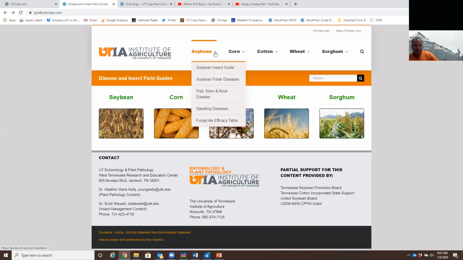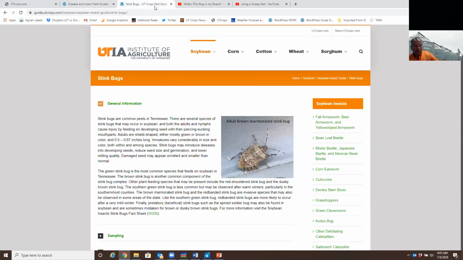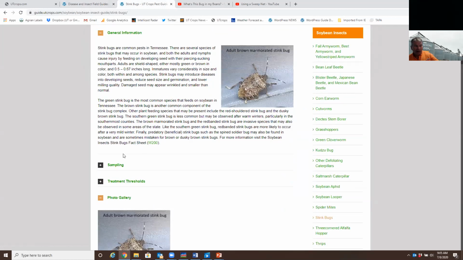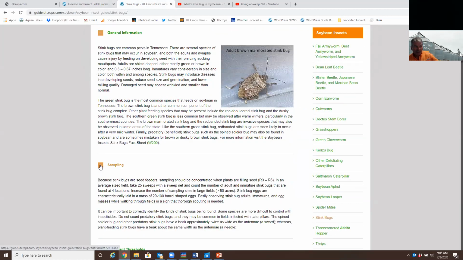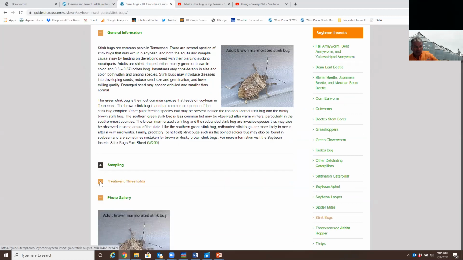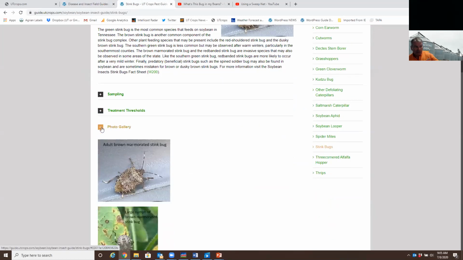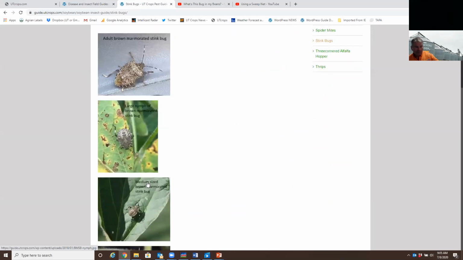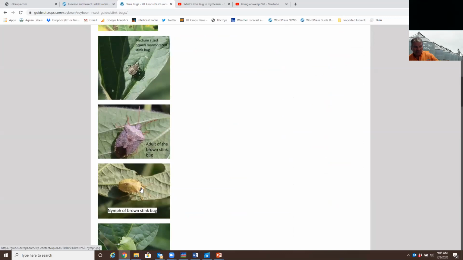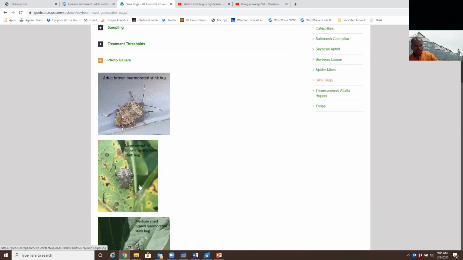Just to go through an example of this, I've got a page pulled up for the stink bugs under soybean insect. All the pages for the insect are set up the same really across the site. There's general information just talking about the insect and how it does its damage. There's sampling information that you can expand on and read up on. There's also treatment thresholds, recommended treatment thresholds, and other notes in there. And then there's also a photo gallery with lots of pictures that if you click on, you can expand and see the different species. In this case, there's several different species of stink bugs to be aware of.